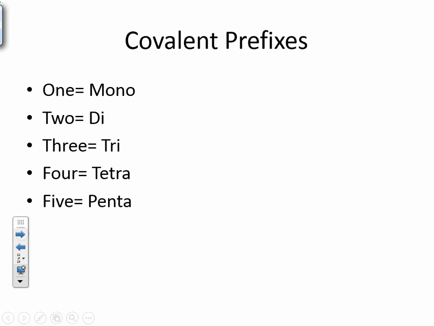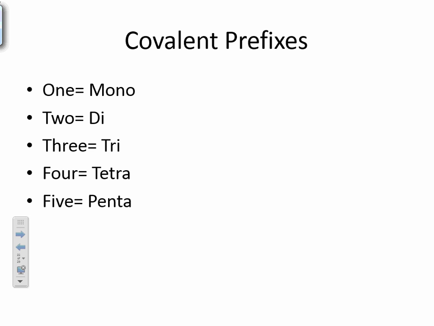Now, what are my prefixes? Here are your prefixes. If you have one, mono, 2 equals di, 3 equals tri, 4 equals tetra. And you're like, why would 4 be tetra? You guys ever play a game named Tetris? Tetra is just the word for 4. In Tetris, what's the maximum number of lines you can knock out at one time? 4. So that's why tetra is 4. And penta is 5.